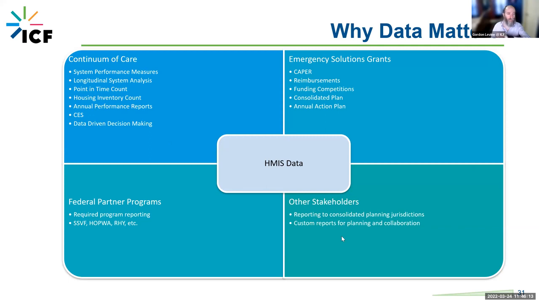Your federal partner programs are going to care because they have similar required program reporting to the CAPER. And we're talking about all those programs that Mike mentioned earlier: SSVF through the Veterans Affairs, HOPWA through the Department of Health and Human Services, RHY through the Family and Youth Services Bureau, or FYSB, and so on and so on. All of these are programs that are designed to serve people experiencing homelessness, mostly within a specific demographic subsection that is of interest to the funder.